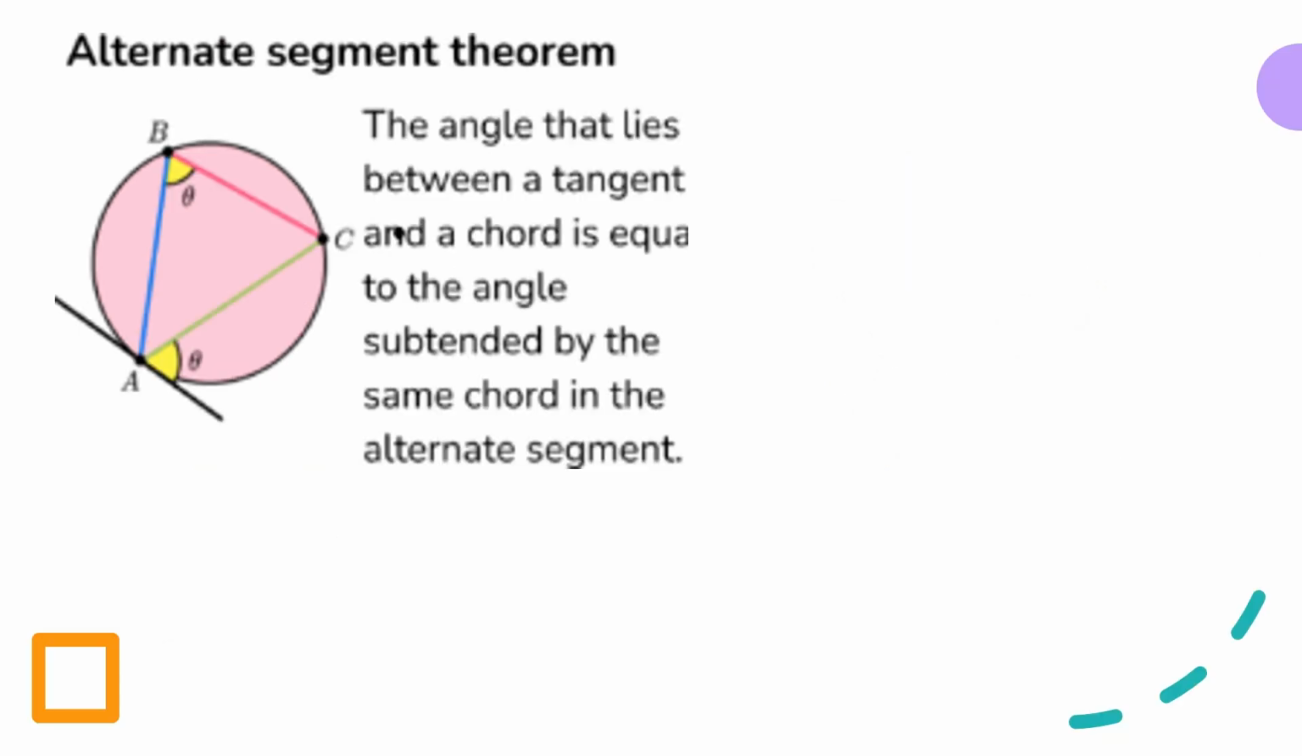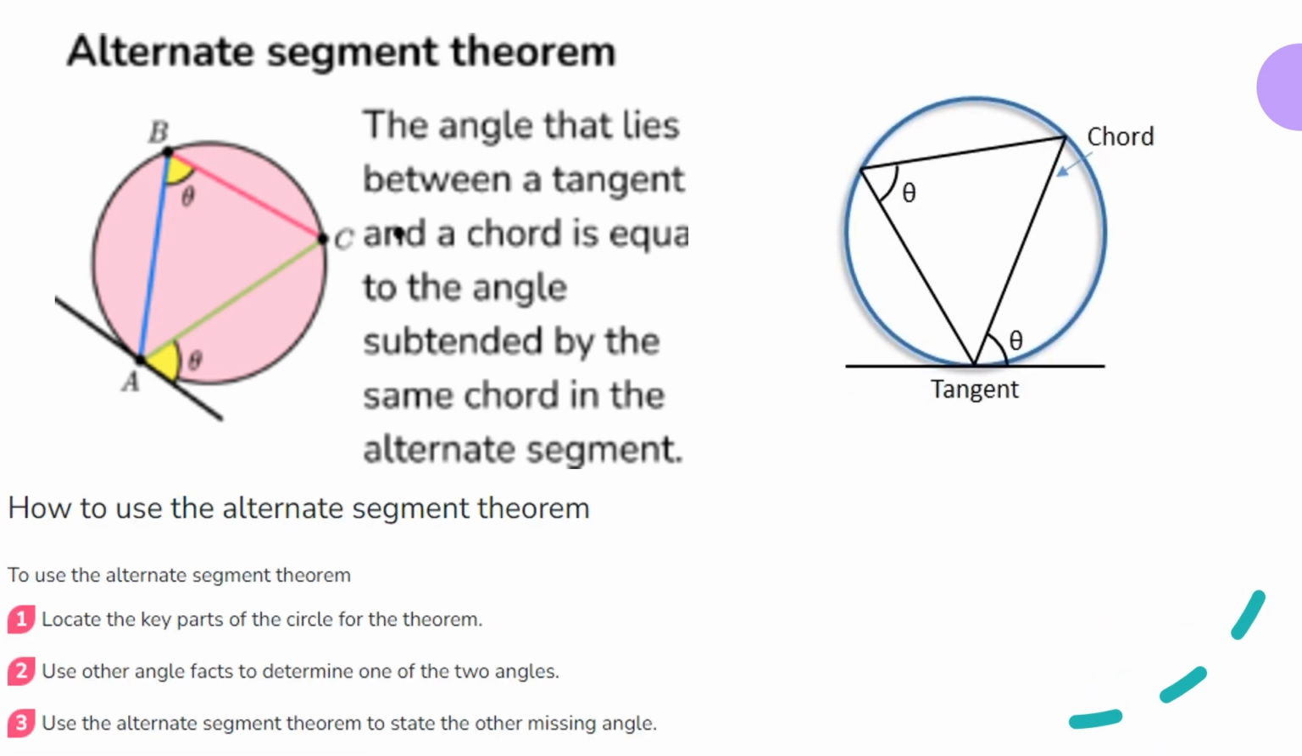Alternate segment theorem. The angle that lies between a tangent and a chord is equal to the angle subtended by the same chord in the alternate segment. How to use the alternate segment theorem? Locate the key part of the circle for the theorem. Use the other angle facts to determine one of the two angles and use the alternate segment theorem to state the other missing angle.